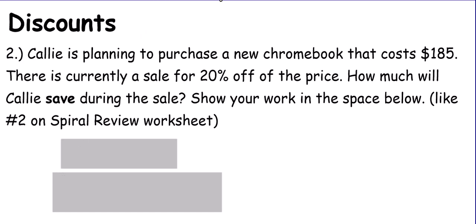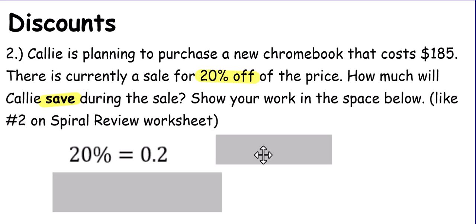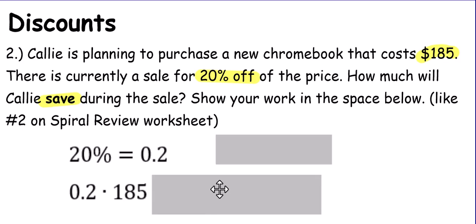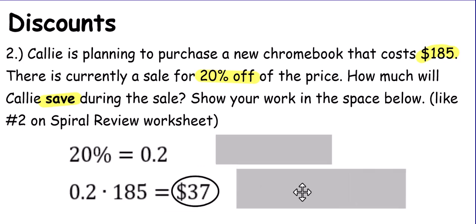Now, I want to highlight something important that is bolded here. We're looking at how much Callie is going to save during the sale, not the price after the discount. Now, let's keep in mind that we have 20% off. Instead of taking 100% minus 20%, we're going to write 20% as a decimal, which is 0.2 or 0.20. And if we want to figure out how much Callie is going to save, we just want to find 20% of the original price. That original price is $185. So let's take 0.2 times 185 to get the amount that's going to be saved, or the amount that we're going to take off. 0.2 times 185 gets us $37.